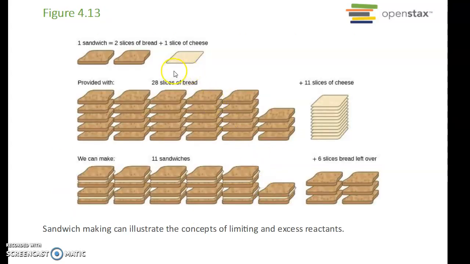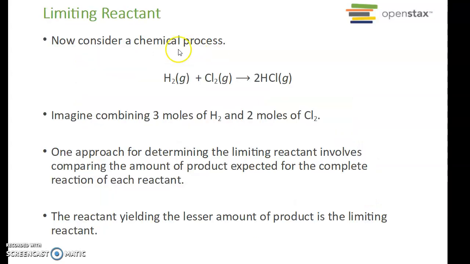Okay? And so here's just exactly what can happen in a balanced equation, to give one sandwich. Here, with this right here, you have 11 sandwiches and 6 left over. And it works the same way with these different reactions. Okay? You've got 3 moles of this and 2 moles of this. Since this is a 1-to-1, that means this is the limiting reactant and this is present in excess.